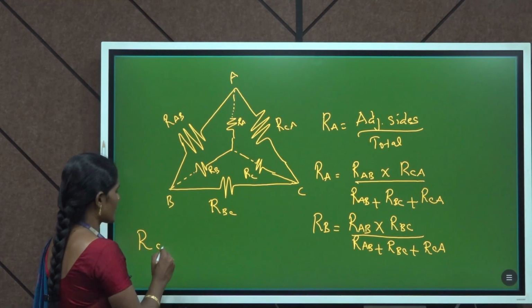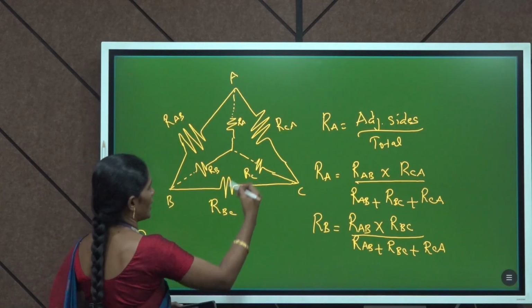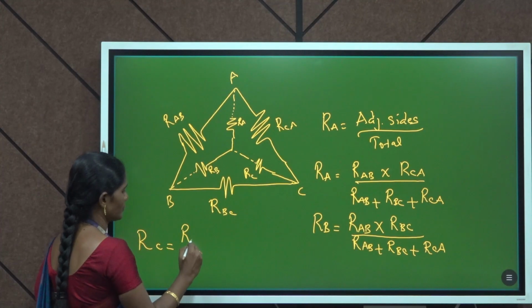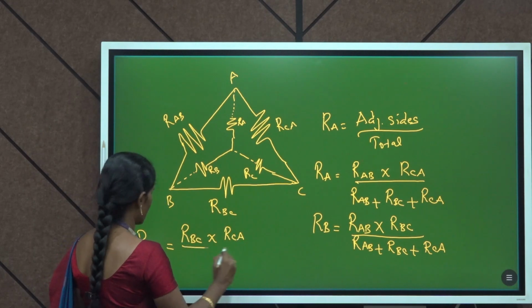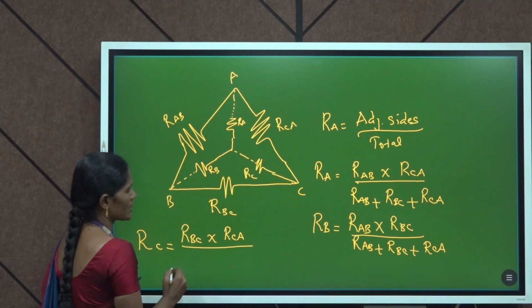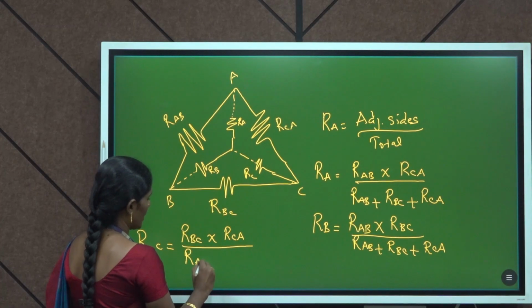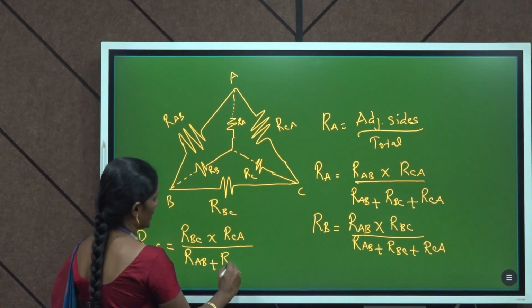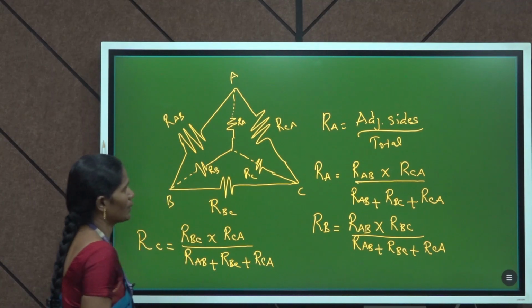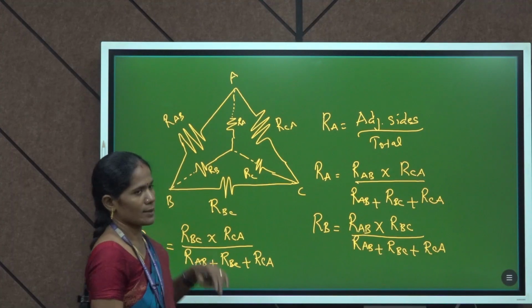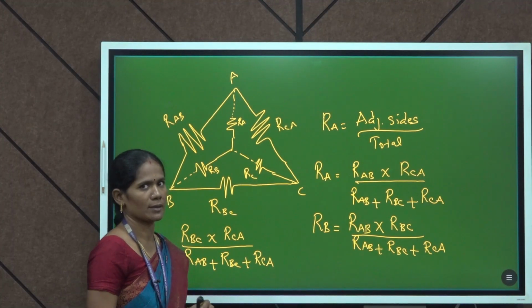The adjacent sides for RC here are RBC and RCA. So, RBC and RCA are the adjacent sides for RC, and then the total resistance is the same, RAB plus RBC plus RCA. This is the general formula for finding star resistances for the given delta resistances.